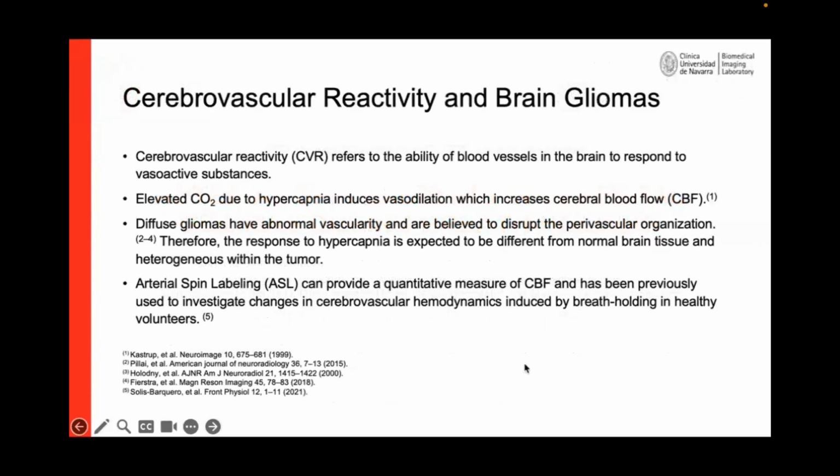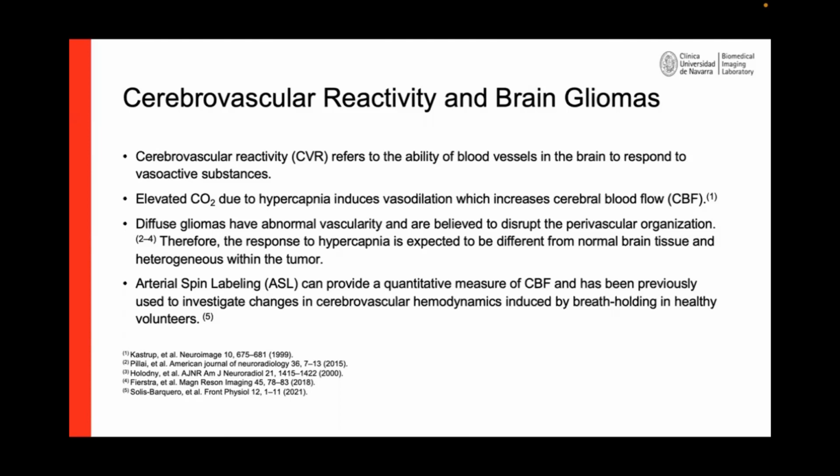Breath holding elevates the CO2 in our body, which induces vasodilatation, increasing the blood that gets into the brain, known as cerebral blood flow. The increase of the cerebral blood flow induced by breath holding is known as cerebrovascular reactivity, which is the normal response of the brain to vasoactive substances.